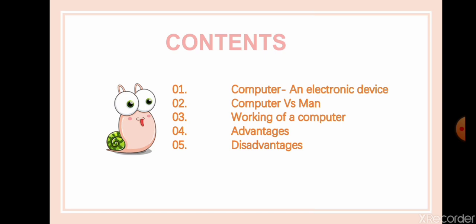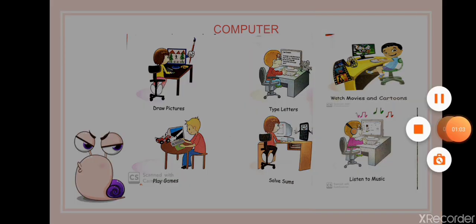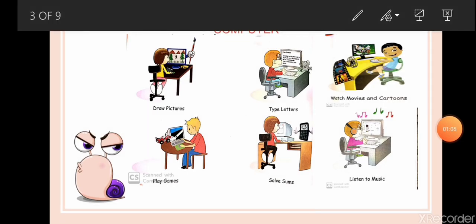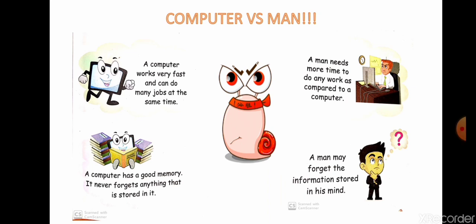Now students, you know very well that the computer is an electronic device. It is used almost every day, and with the computer we can do many things. We can draw pictures, we can type letters, we can play games, solve sums, watch movies, cartoons and listen to music and so much more. But did you ever wonder what's the difference between a computer and a man? Well, let me tell you.